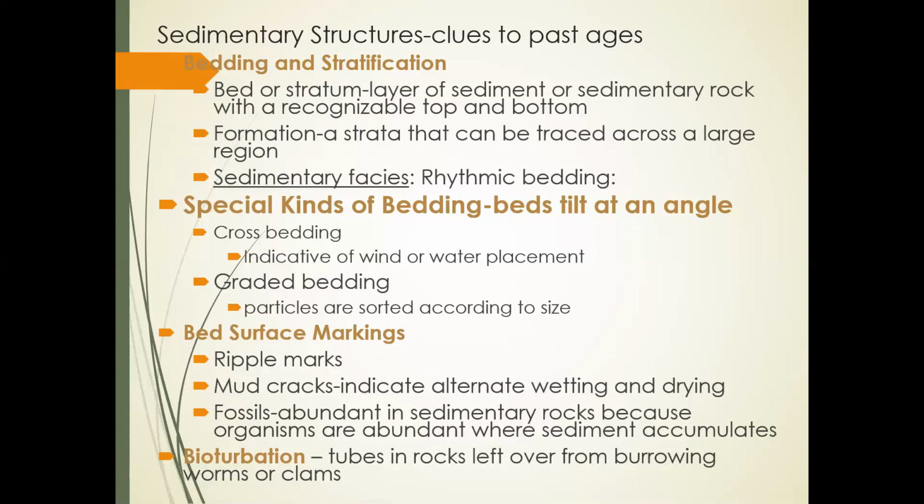Fossils are also abundant in sedimentary rock layers, because normally organisms are abundant where sediment accumulates. Then there's bioturbation, which refers to other markings that are left over in sedimentary rocks. Bio meaning life, turbation means that those sediments were disturbed in some way. So for example, there might be tracks of animals left over in the mud, or there could be marks from where worms have burrowed into the sediments, and then those become fossilized.